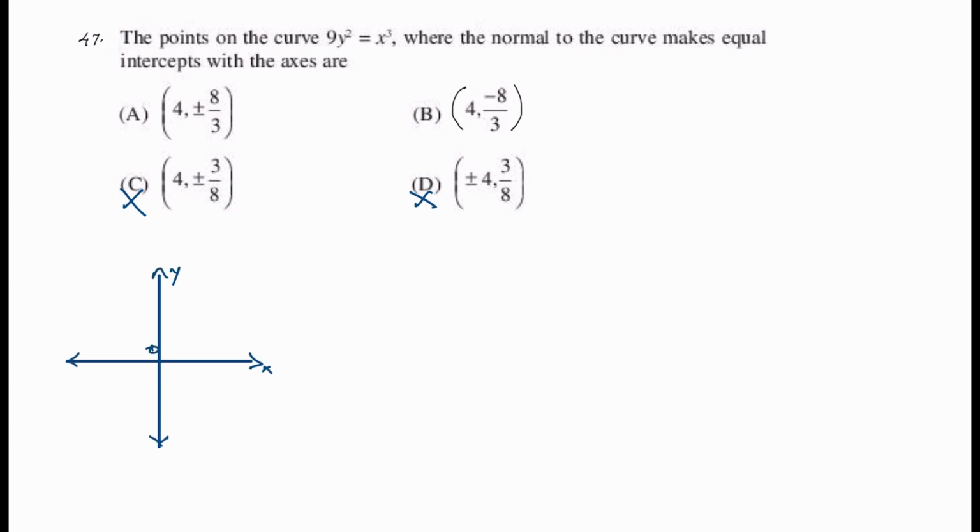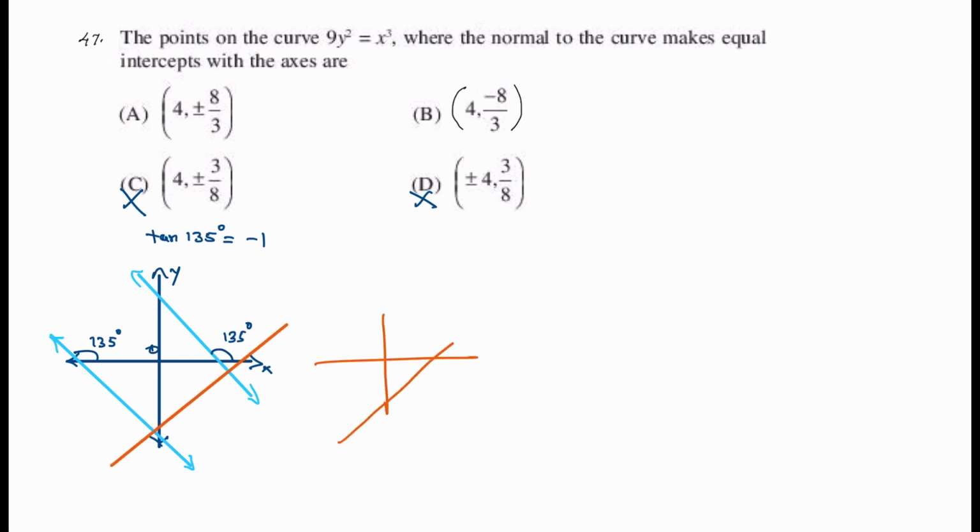Here normal to the curve makes equal intercepts with x and y axis. Therefore, the normal line should be like this or like this. So these two lines are making equal intercepts. And these lines make 135 degrees with the positive direction of x-axis. Therefore, slope of these lines will be tan theta, which is tan of 135 degrees, minus 1. So slope of the normal is minus 1. The normal cannot be like this, because if it is like this, then the intercepts will be a and minus a. They will have opposite signs. Intercepts are not equal in this case.